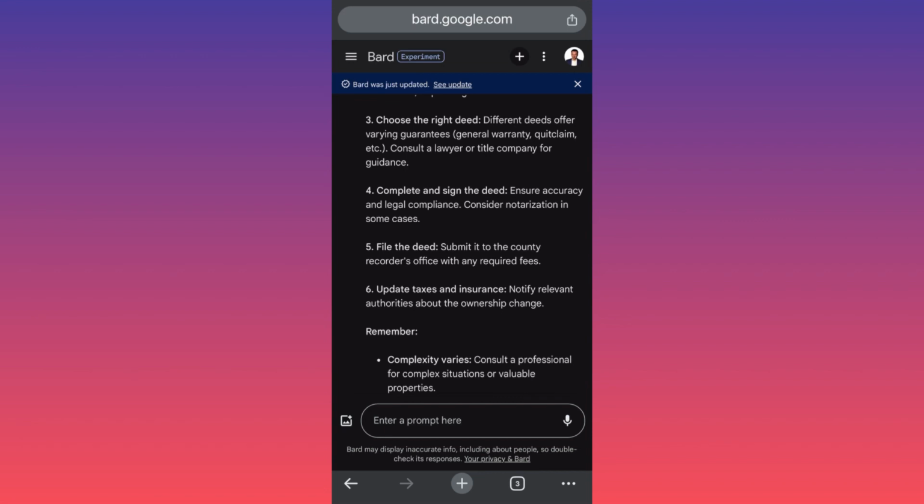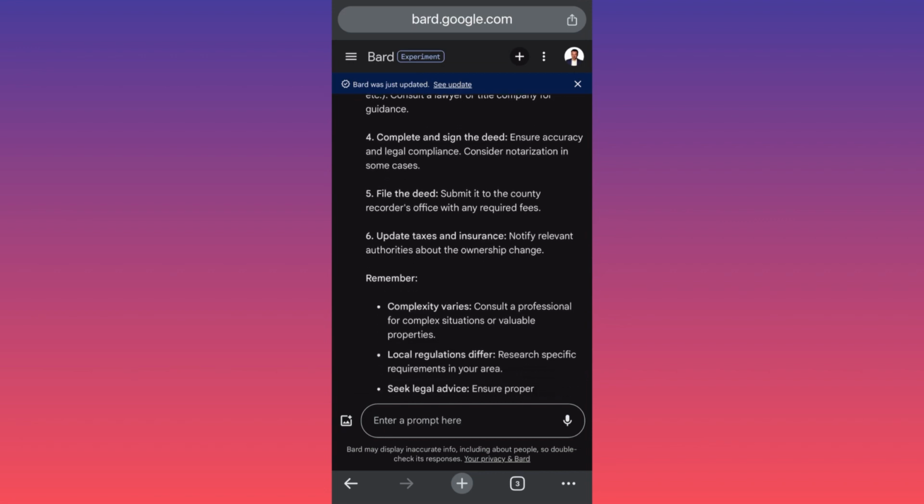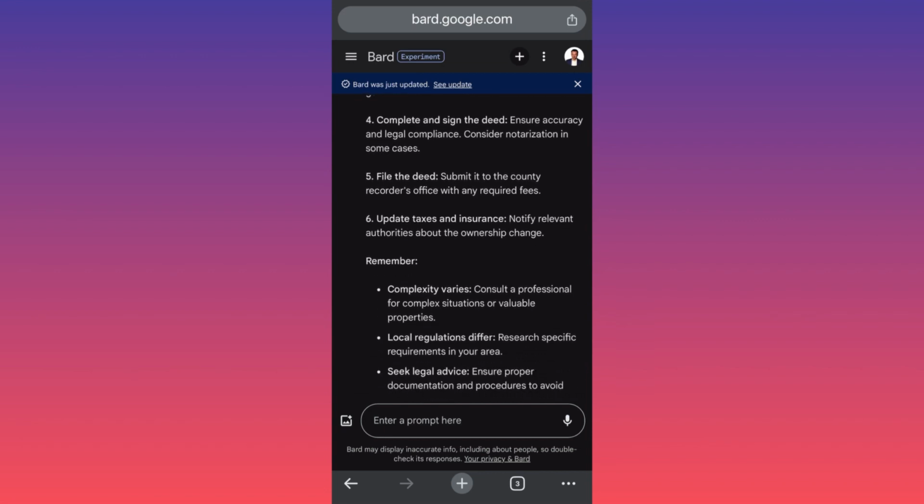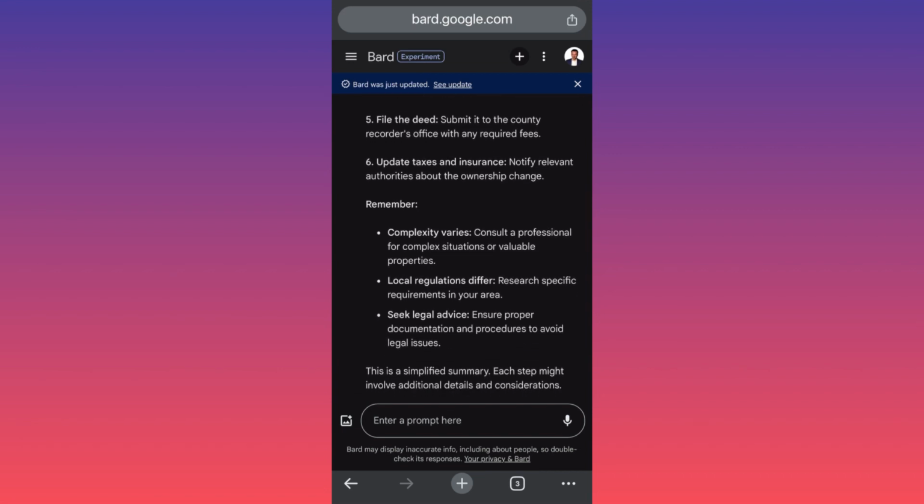Okay. Step 4 will simply be to complete and sign the deed. You need to ensure that everything is accurate, all the legal compliance is in place, and you need to consider notary services, right? For some cases, if this is required, depending on the state or the particular case.